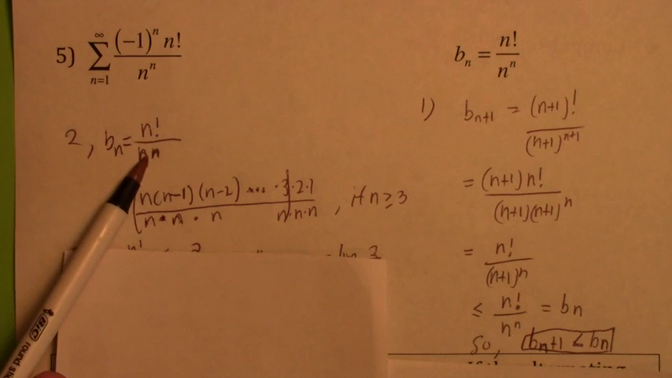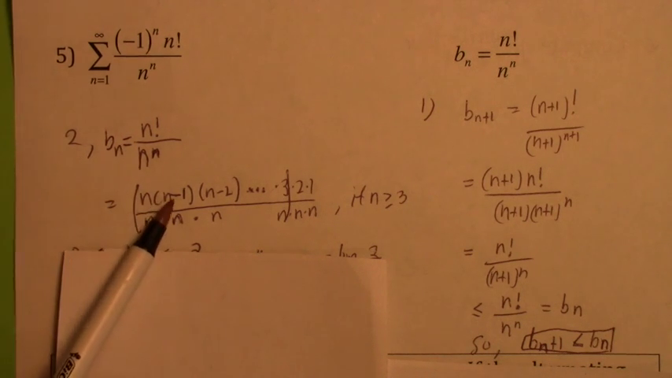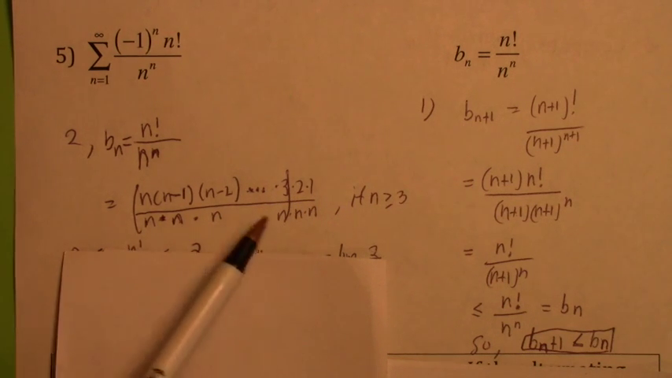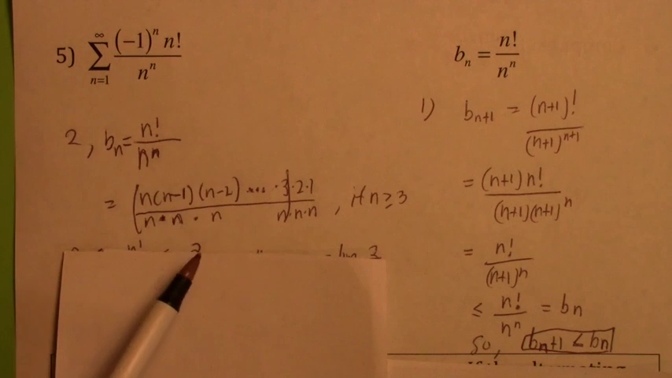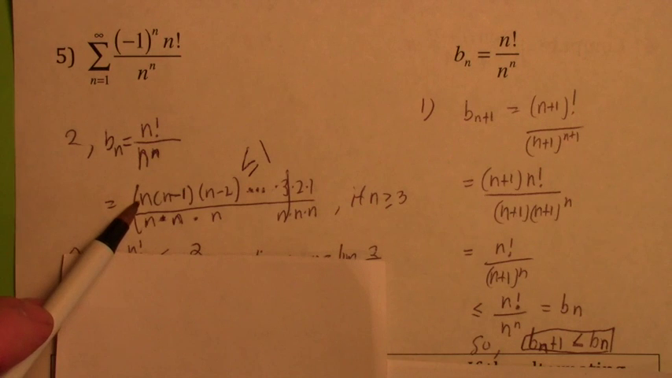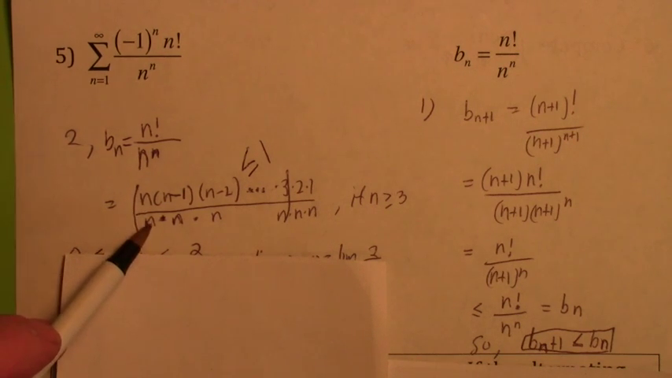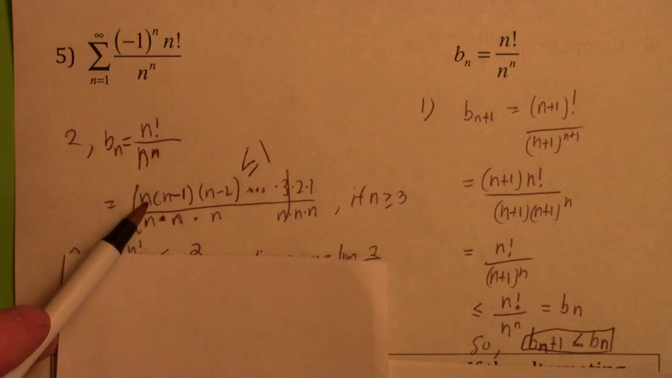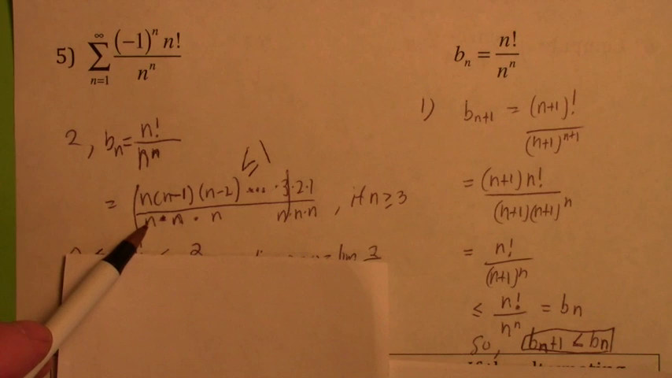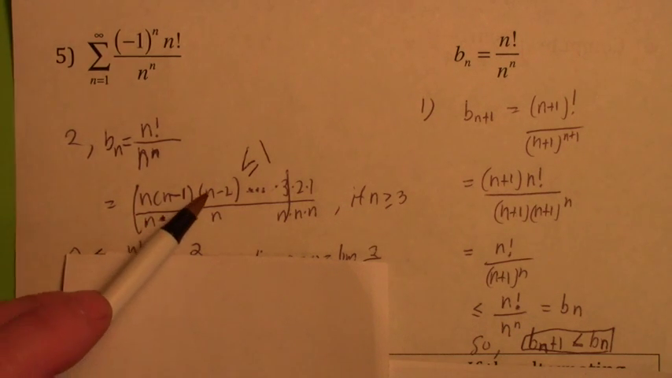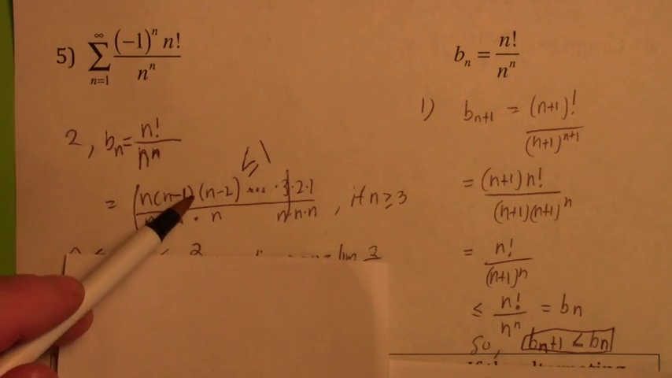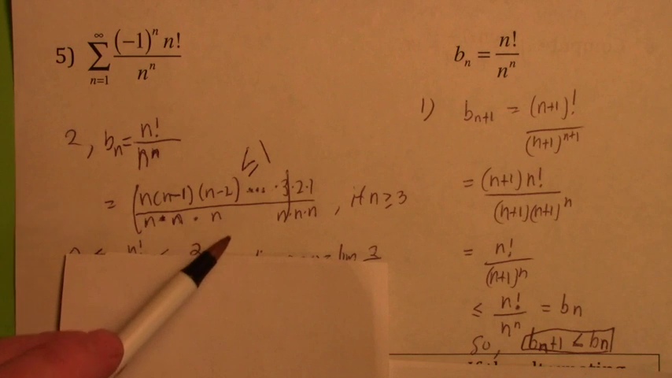If you just write out what b sub n is, the top is n times n minus 1 times n minus 2 all the way down to 3 times 2 times 1, and the bottom is a bunch of n's. If you group these in the parentheses, I'm claiming what's inside the parentheses is less than or equal to 1, because the numerator is less than or equal to the denominator. Each of these factors, n, n minus 1, and so on, is less than or equal to the corresponding factor on the bottom. So the numerator is less than the denominator, and the thing inside the parentheses is less than or equal to 1.